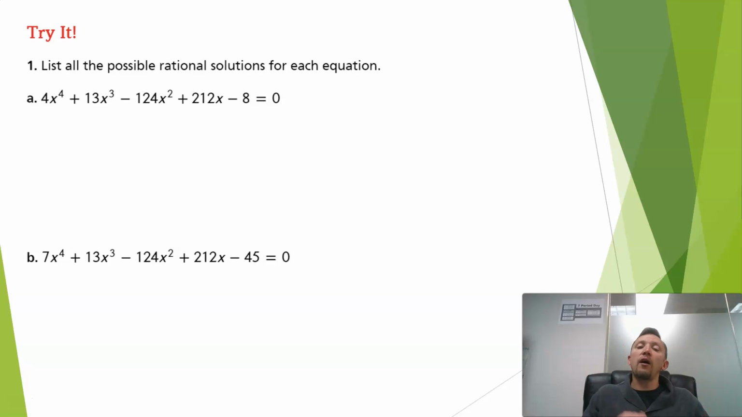And then list out all the unique possible outcomes that you could have for your solution. So I want you to do that for both A and B here. When you get to B, our constant in that situation is 45, and our leading coefficient for that one is 7. So that one looks like it might be a little easier, but you'll see. So go ahead and pause the video and hit play when you're ready to check to see if you found all the possible solutions correctly.